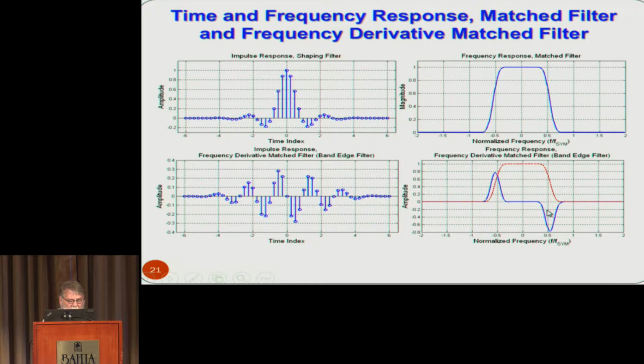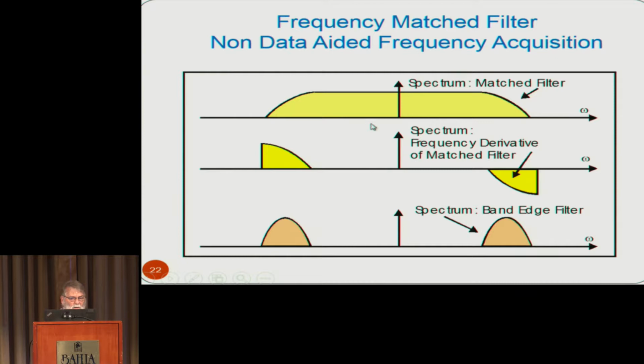What do you do with a band edge filter? Well, this is the spectrum of the match filter. This is the spectrum of the band edge filter, just doing the derivative. And what happens if the signal went through this filter and then this filter, the only part you would see would be the two band edges.